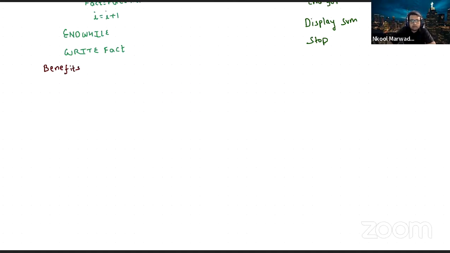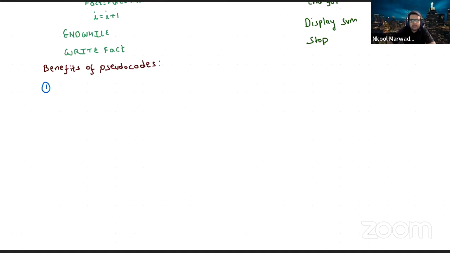Benefits of pseudocode. The first benefit we have is that it is very useful in planning and designing.